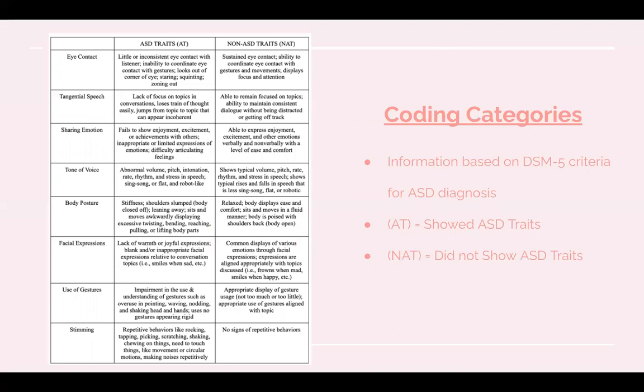In order to code effectively, coding categories were defined using the DSM-5. For example, according to the DSM-5, a common ASD trait relative to eye contact is when a person shows little or inconsistent eye contact, or they have the inability to coordinate their eye contact with their gestures. In comparison, someone who is neurotypical would likely display normal or non-ASD traits, like having the ability to sustain eye contact and can easily focus their attention on a speaker.